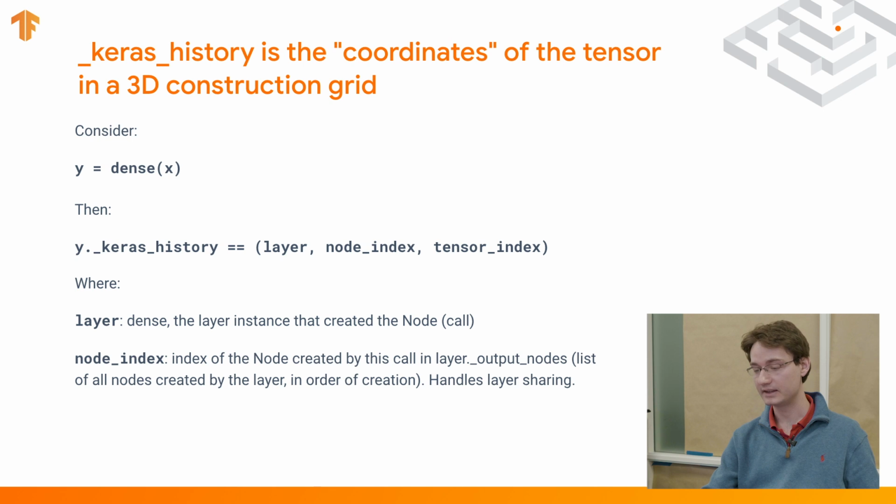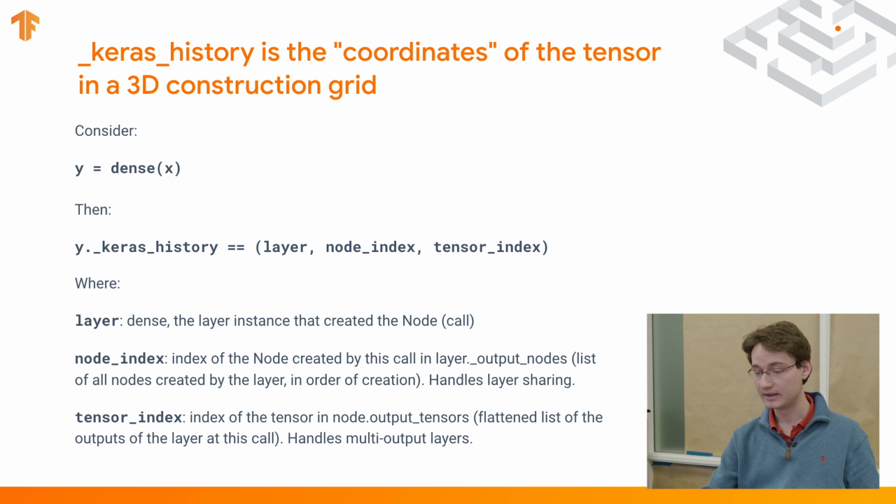So this node index is the index of the node created by the layer, as referenced in layer._output_nodes. And finally, there's the tensor index, which handles the case of multi-output layers. If you have a layer with a bunch of tensor outputs, we deterministically flatten these outputs into a list and then index this list. The tensor index tells you the index of this specific tensor among the various tensors returned by this layer call.